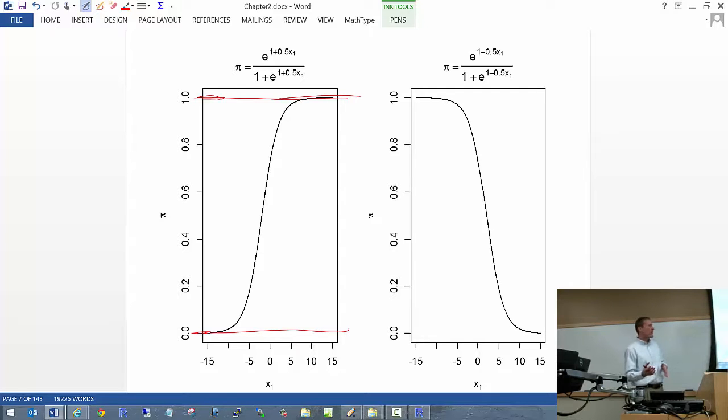Notice how that curve looks a little bit like an S. Also notice how the slope changes as a function of x. You can see the slope is smaller when pi is closer to 0 and closer to 1, and in fact it reaches its maximum point at pi equal 0.5. Also notice that as x increases, pi increases. We have a positive relationship because beta 1 was positive.